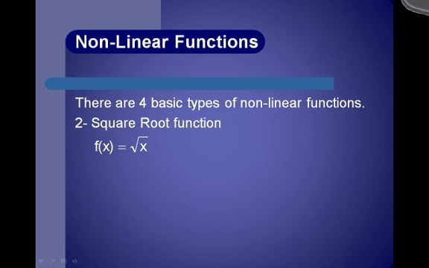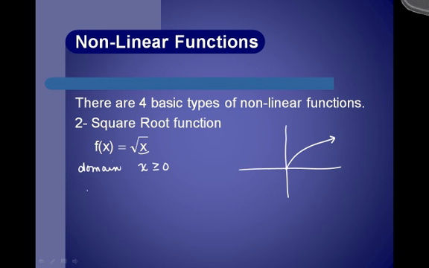The second type of nonlinear function is a square root function. Now the typical graph of f of x equals the square root of x looks like this. It's sort of like half of the parabola turned sideways. The domain for the square root function for x, because you cannot plug in a negative number under the square root sign, is going to be x is greater than or equal to 0.